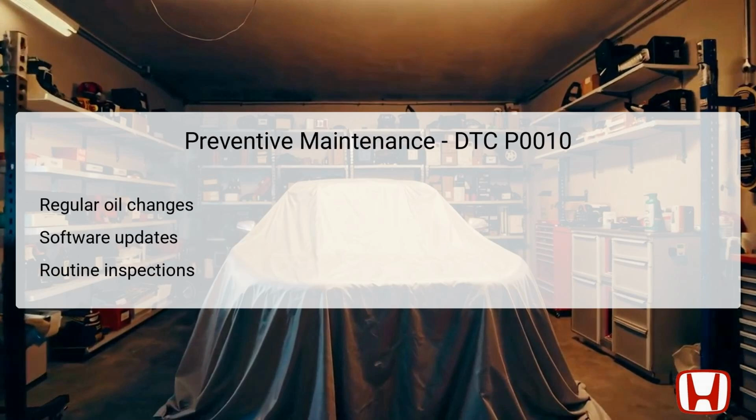Preventive maintenance is fundamental in avoiding future occurrences of DTC P0010. One essential task is performing regular engine oil changes, as clean oil ensures proper lubrication within the VTC system, optimizing performance. Regular engine oil changes also help prevent sludge buildup that can clog the solenoid operation. Furthermore, keeping the vehicle software updated allows the PCM to effectively communicate with engine components, ensuring accurate readings and operations.